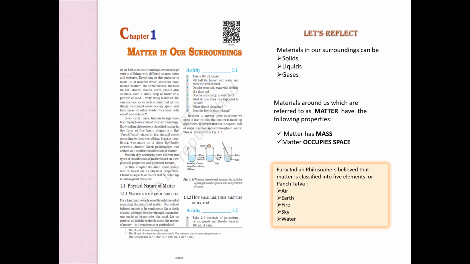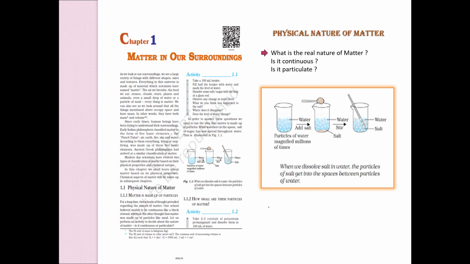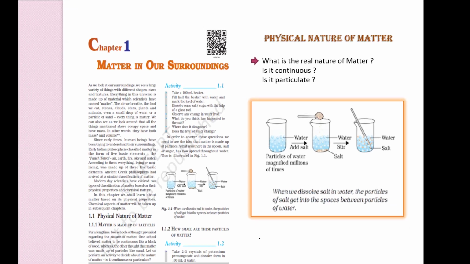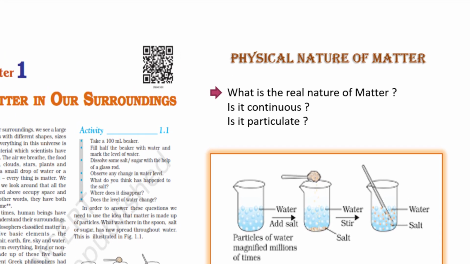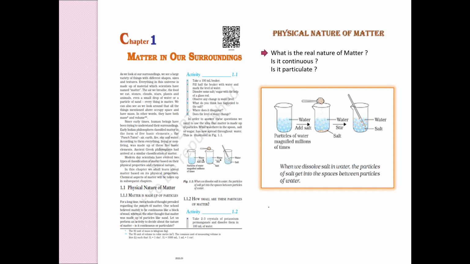1.1 Physical nature of matter. We all know matter, that is solids, liquids, and gases, is made up of particles. But when we say something, we do need to have a proof of it. For that, let's perform activity 1.1. There have been debates about the nature of matter. The question that arises is: is it continuous, like a block of wood, or is it particulate, that is, made up of particles? This experiment will clearly show us the nature of matter.